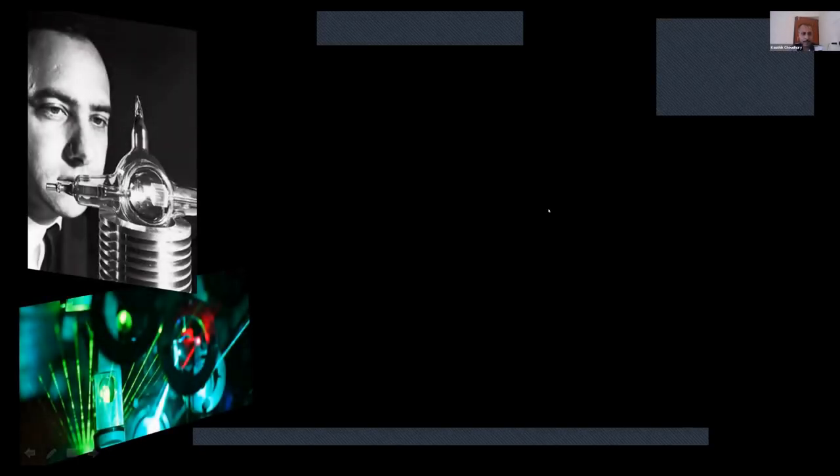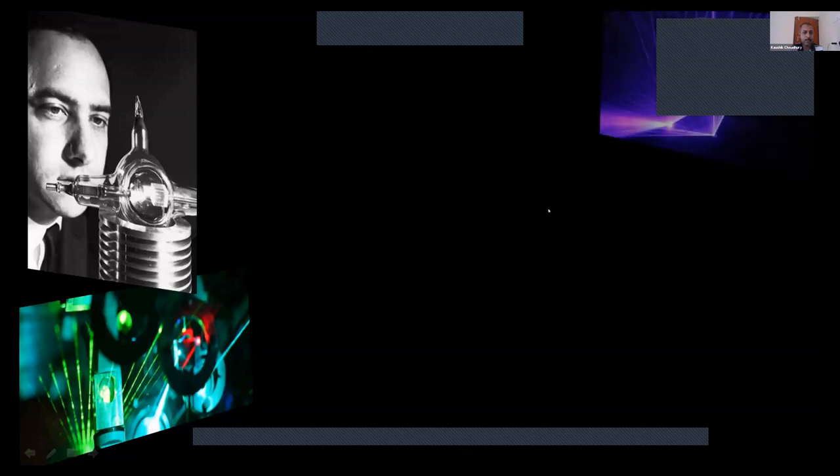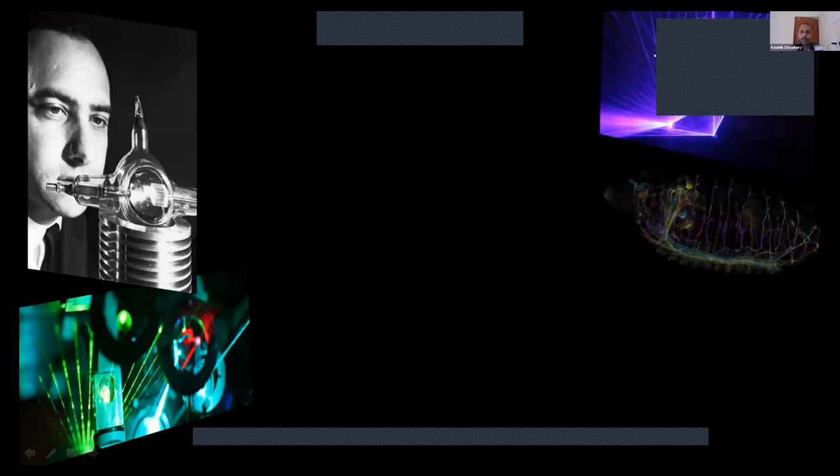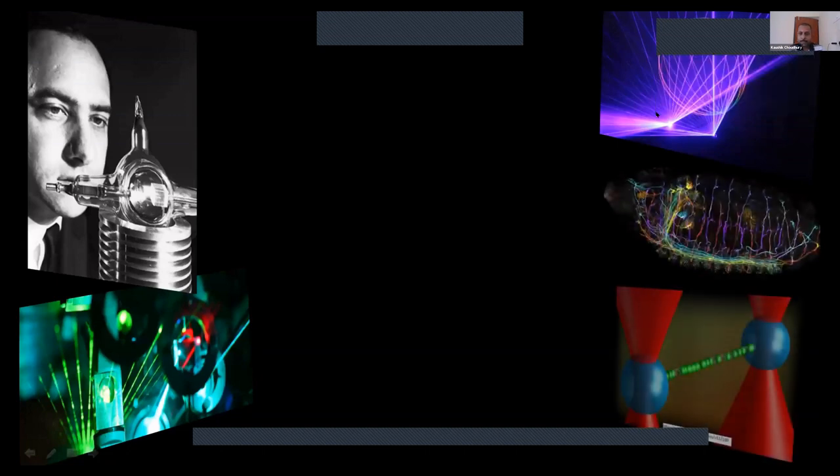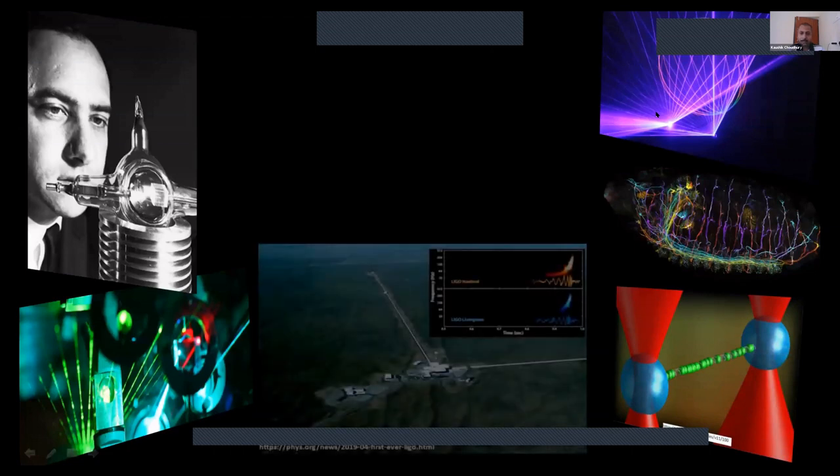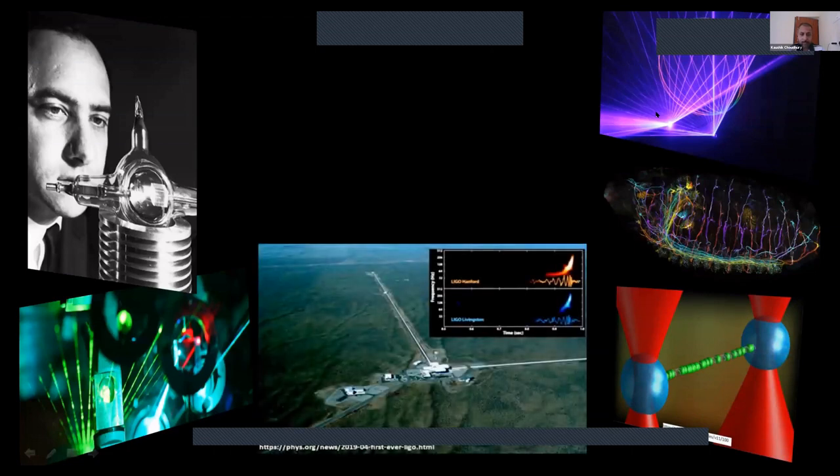First image of Theodore Maiman in 1960 operating the first laser. Since then, laser has been used for different applications, starting from laser machining to entertainment to imaging, then optical tweezers, then gravitational observation, and apart from that, optics has applications like telescope.